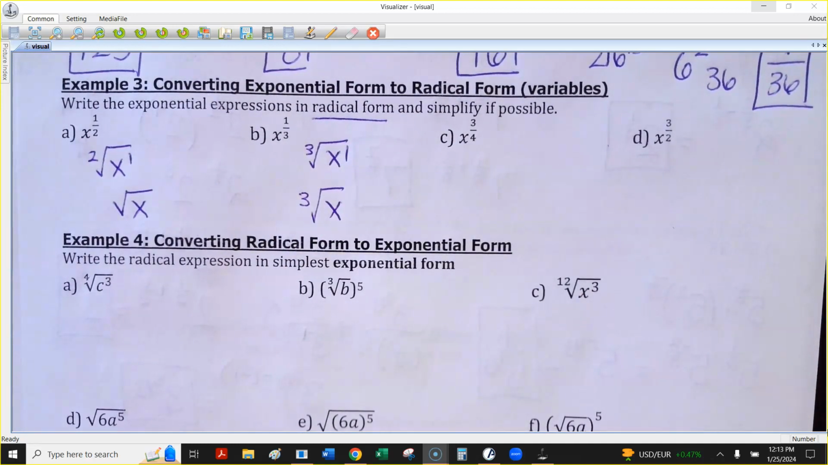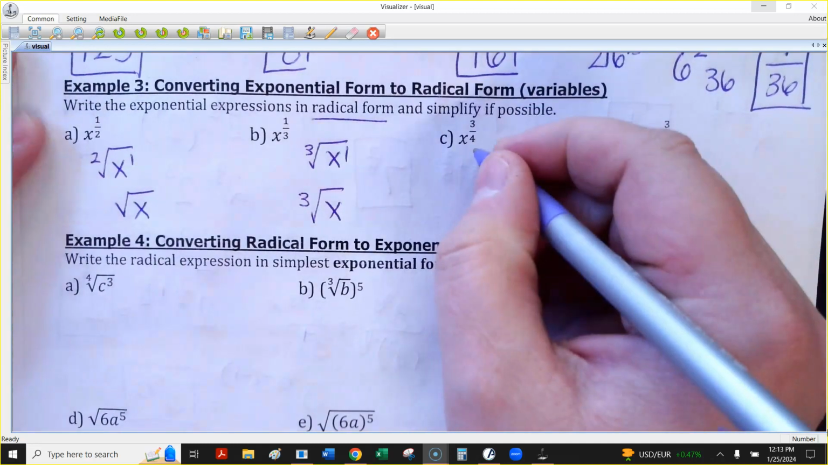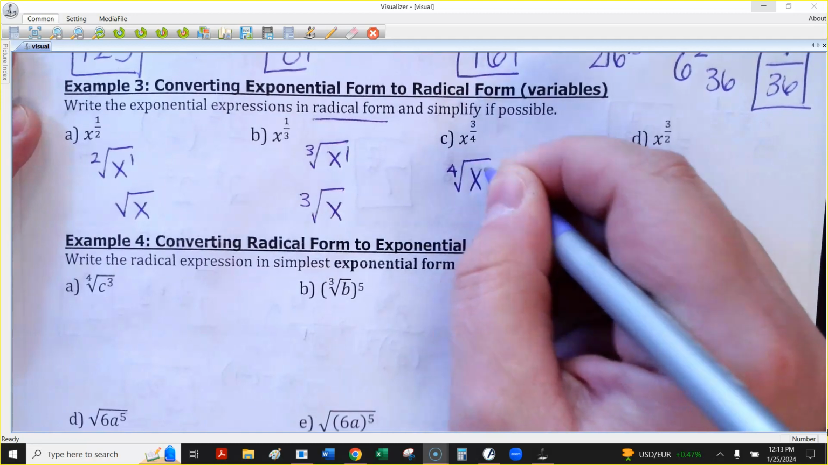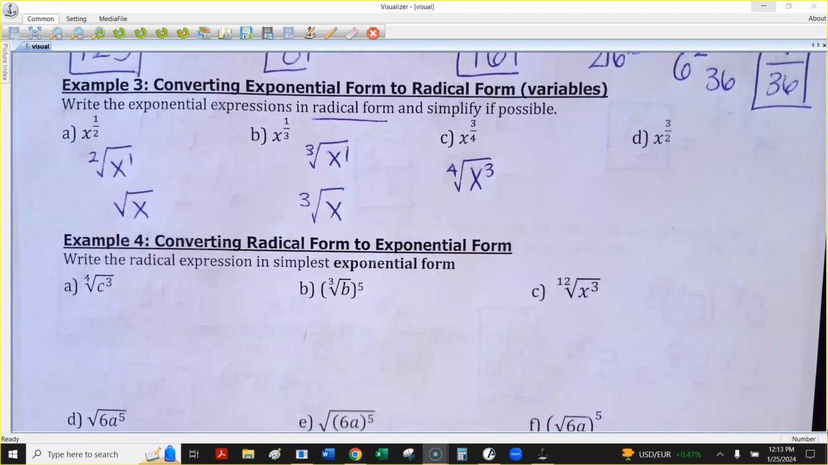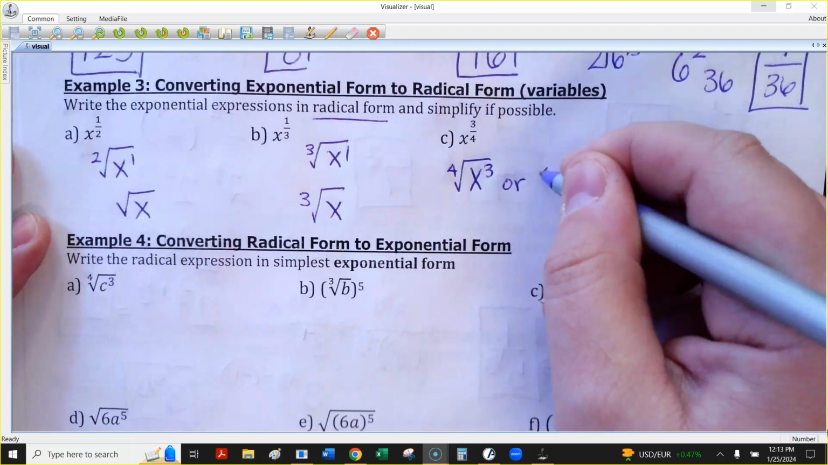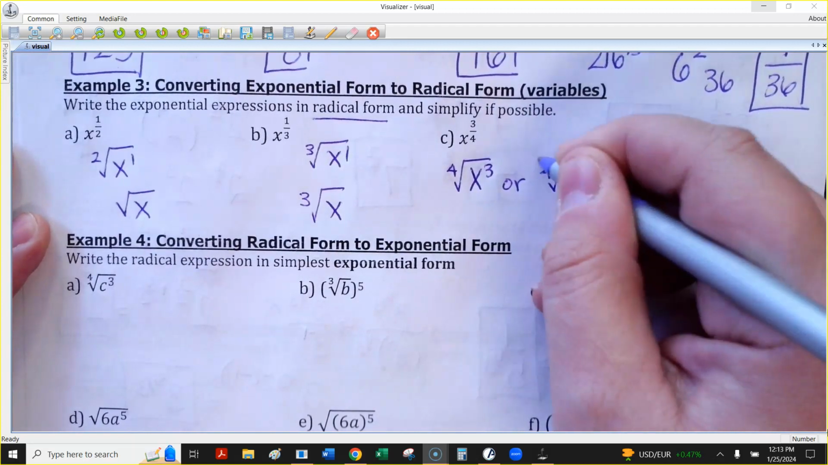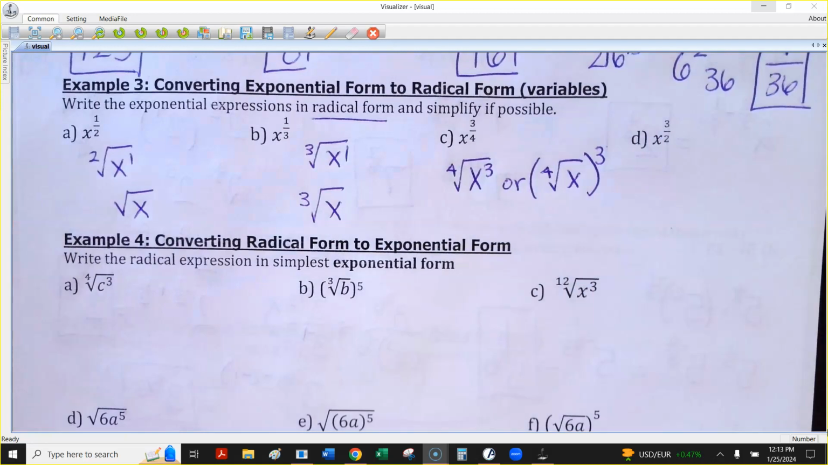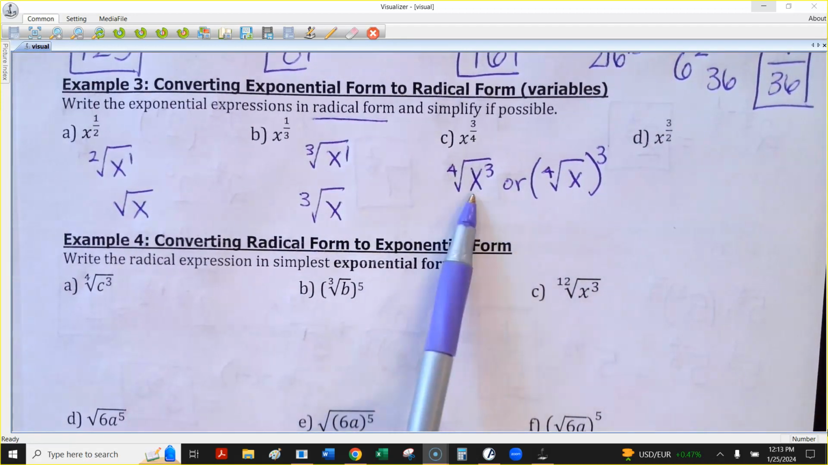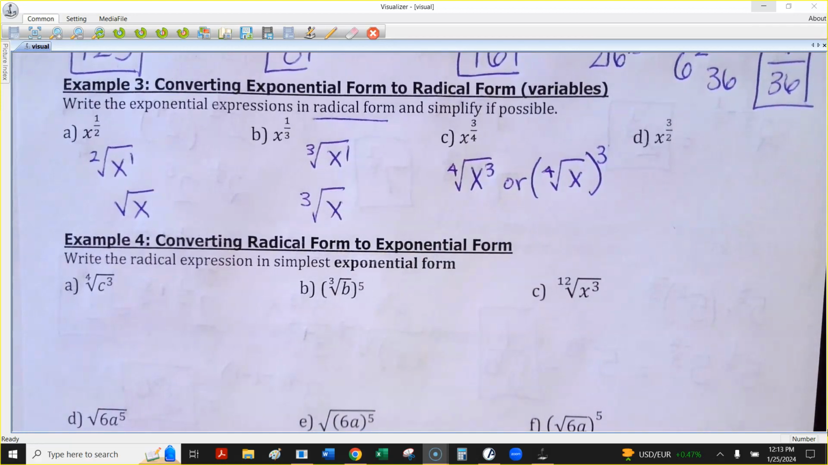This guy, I'm going to write both of these. So this would be, bottom out, 4th root of x to the 3rd. I'm going to show you two things, because I probably should have been showing you this with the numbers as well. You can write it like this, or you can write it like 4th root of x and then a cubed on the outside. Those are the same. I usually use this format, frankly, because it's less writing and I don't have to put parentheses in there. But you can do it like that as well.